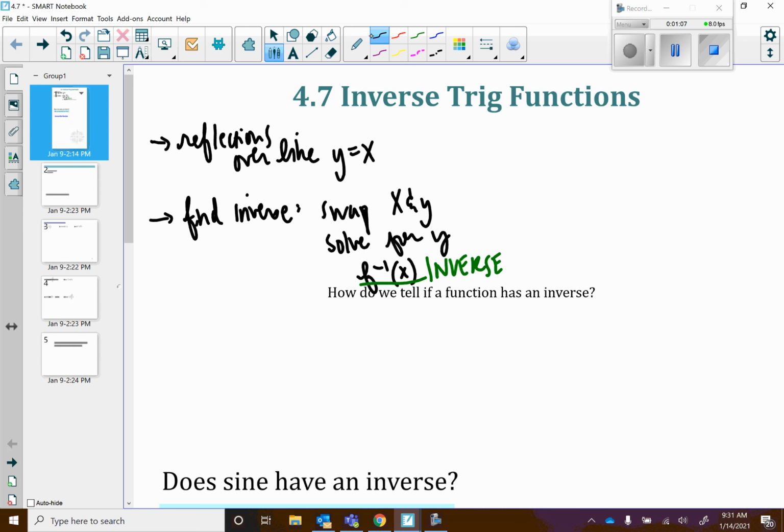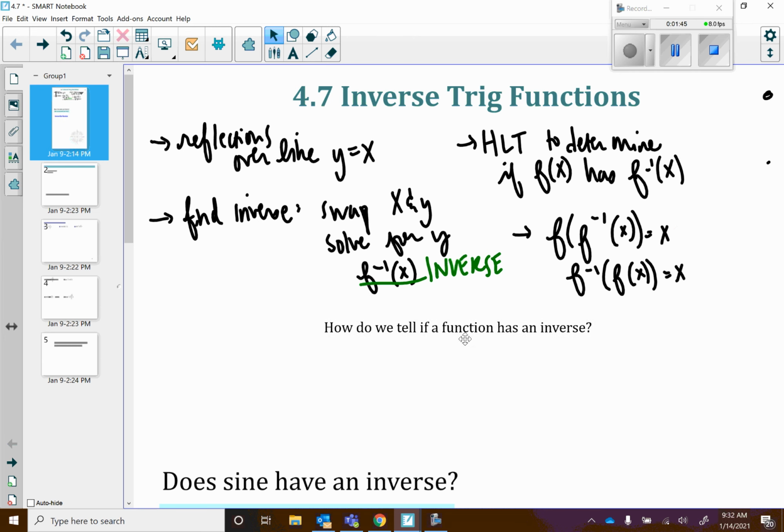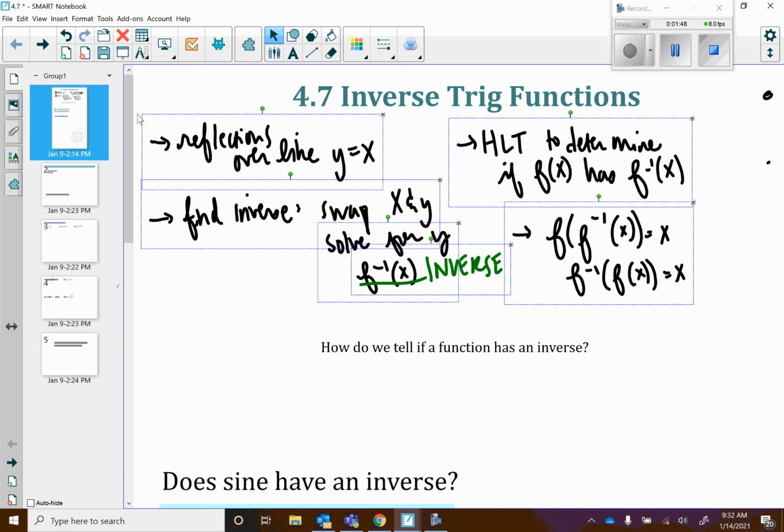What else do we remember? If we want to figure out if a function has an inverse, we are going to look at the horizontal line test to determine if a function has an inverse, f inverse of x. And the other big important thing we maybe remember is that when we compose a function with its inverse, we are left with just x, and we can compose the other direction as well. F inverse composed with f of x is just equal to x. So these are all the general things hopefully we remember about inverse functions.